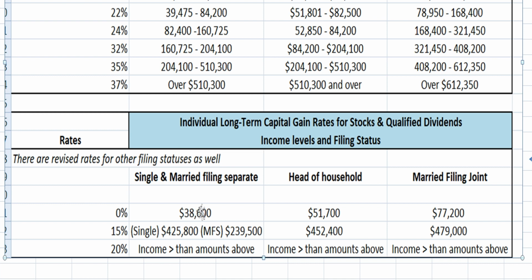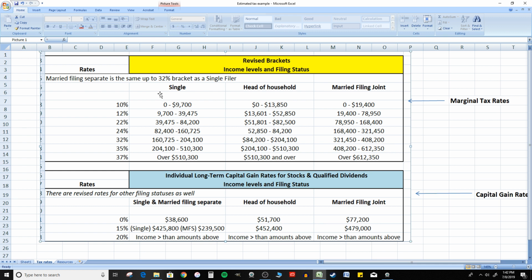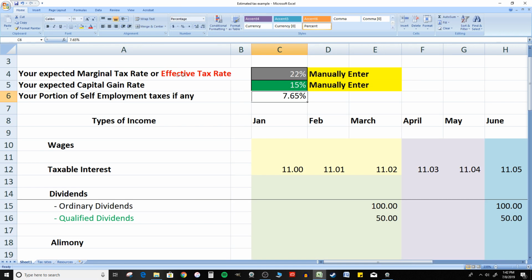Anything above this amount will be at the 15% rate, and anything above these amounts, which I think very few people would actually have, would be taxed at 20%, which is the max capital gain rate. The way this would work is you would find what your rate is and your capital gain rate is, and then you would go back to the first page and manually enter those percentages for yourself right here. The self-employment tax is going to stay the same, so you don't have to touch that one.